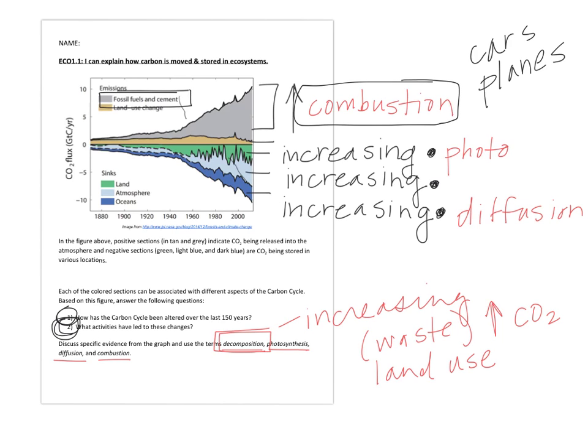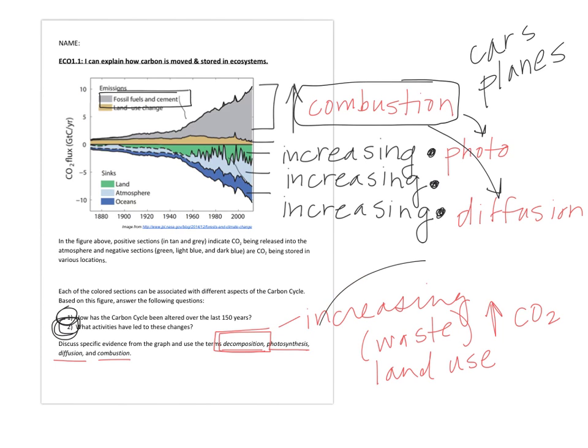And as we have more and more people on the planet that use more and more technology, and they're using fossil fuels to power that technology, that's why we get our increased combustion. And then remember that increased combustion then leads to more photosynthesis, more diffusion, more CO2 in the atmosphere.